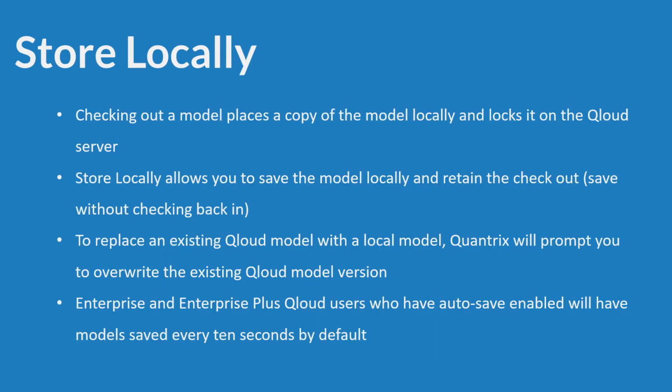It's important to note that anytime you check out a model to Modeler, Quantrix places a copy of the model locally and locks the model on the Qloud server while you are making edits. If you select the Store Locally option, you will retain the checkout of the model and your changes are only saved locally. They do not go into effect as an official Qloud version. Quantrix will save the model version for you so that you can publish your version later when you're ready. For more information on local models, you can refer to the online Qloud help.